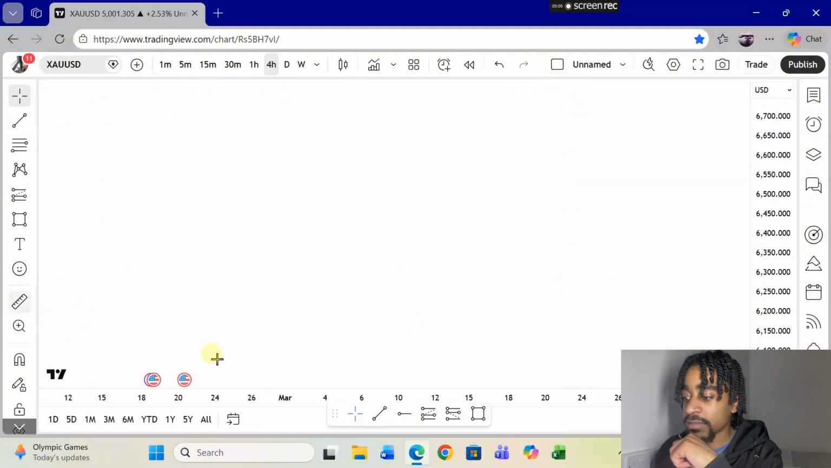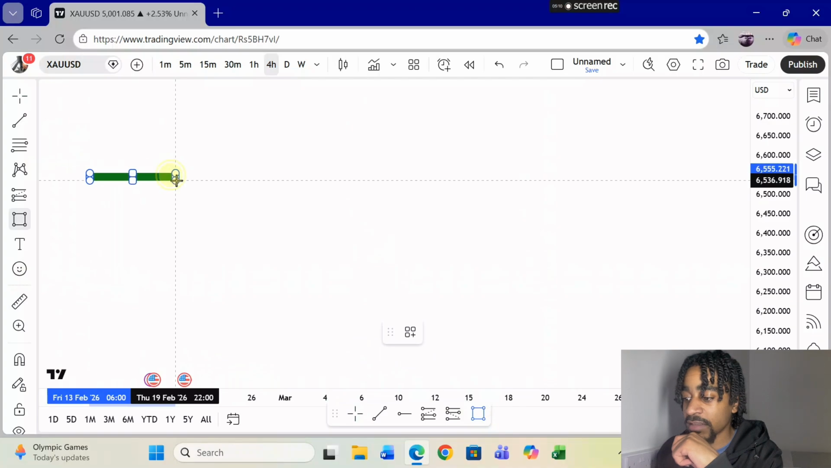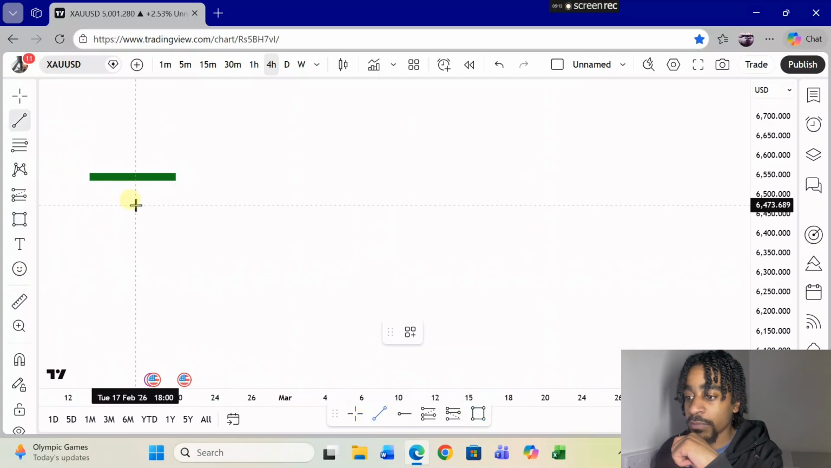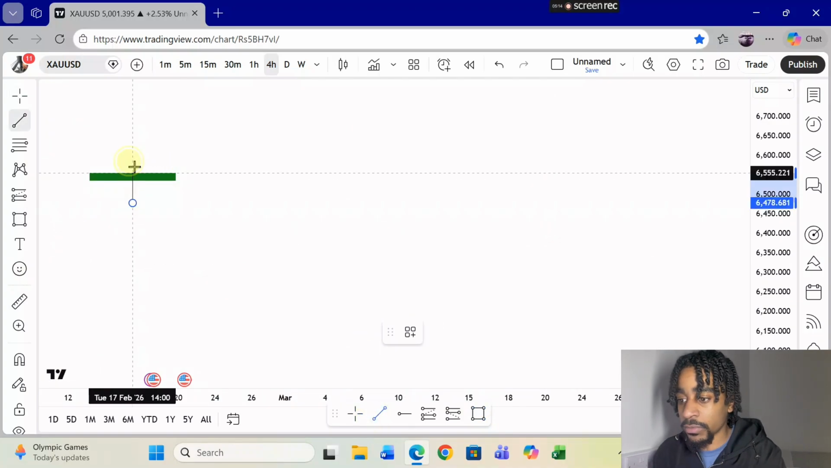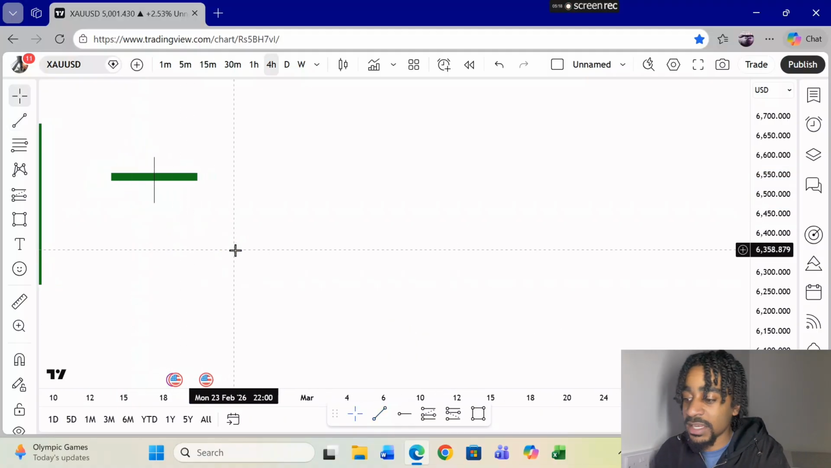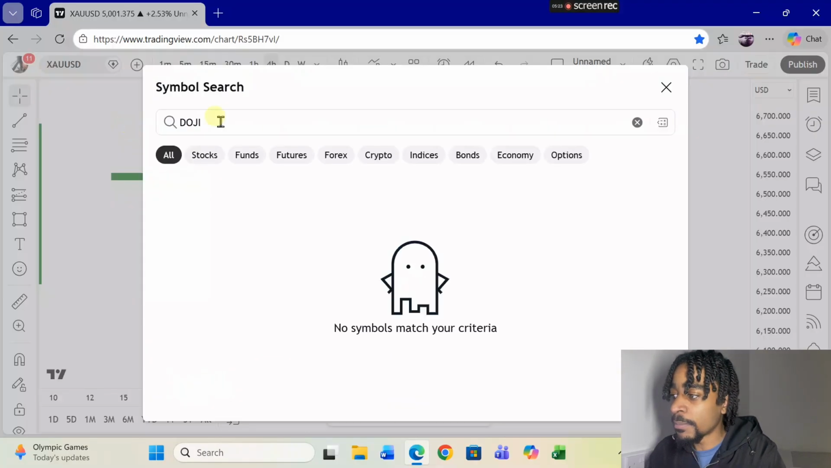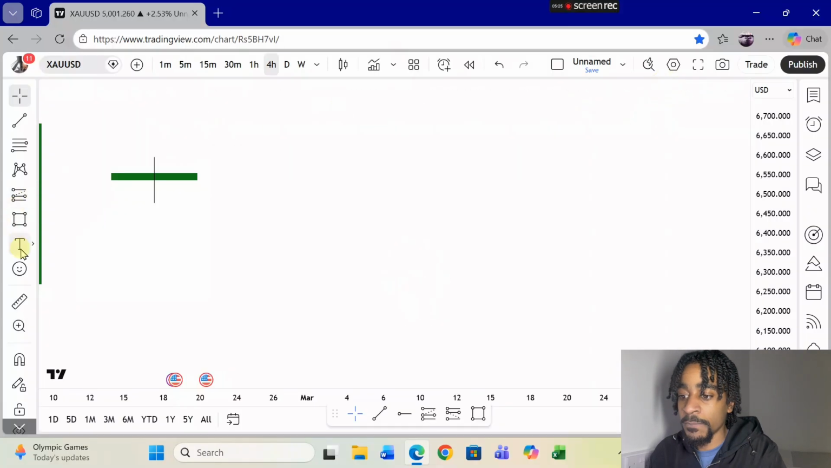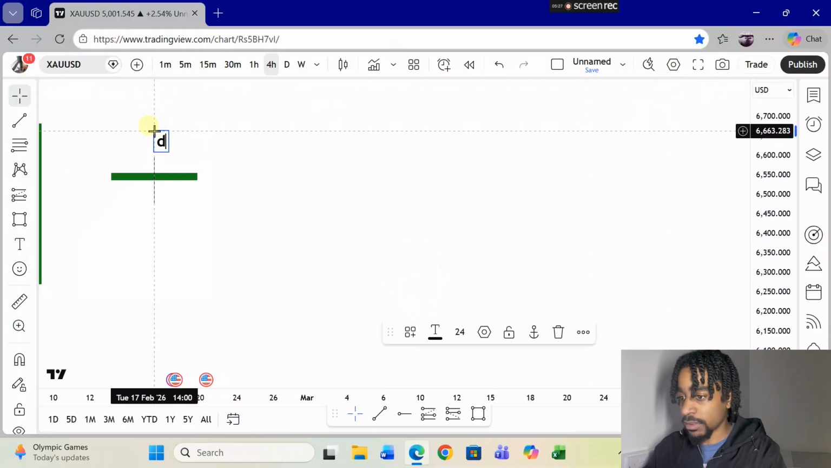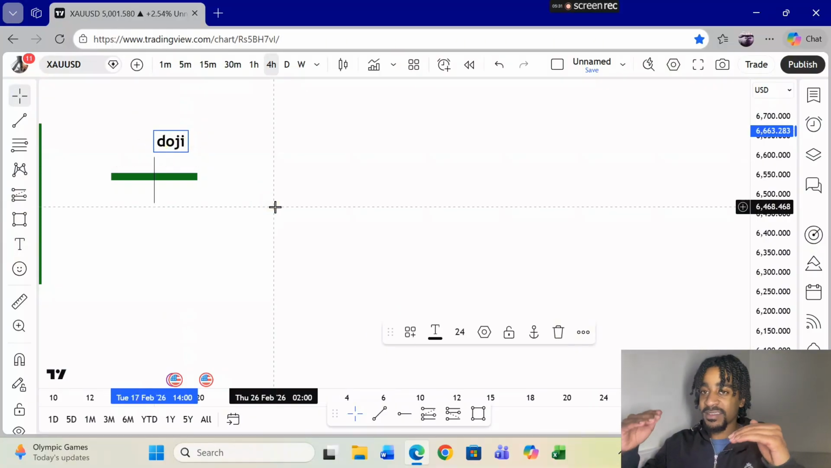Moving on to the next candlestick. This is not a pattern, this is just a candlestick in itself. And I want to cover this because it is an important candlestick, and it is the doji. Now, the doji is an indecision candle. This means that neither buyers nor sellers are in control, and the markets are pretty much at a halt. So buyers and sellers pretty much have the same amount of strength.